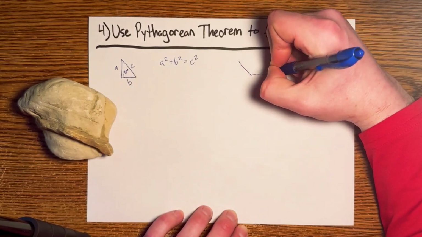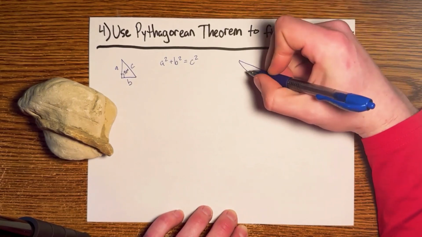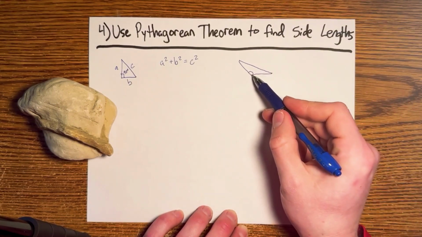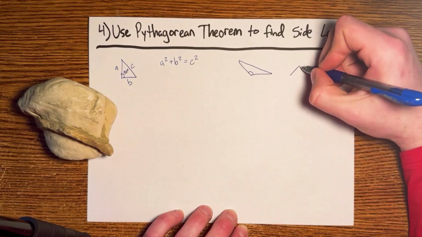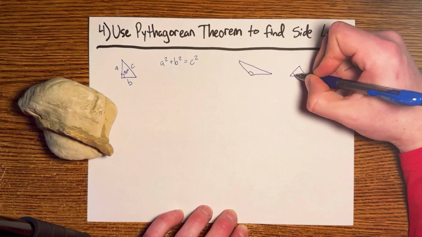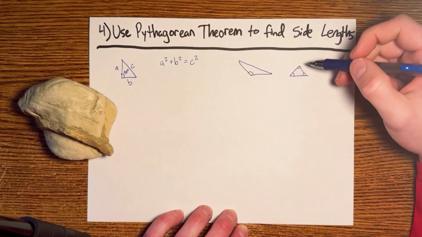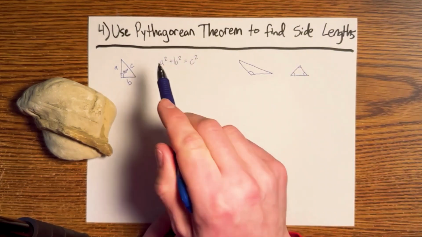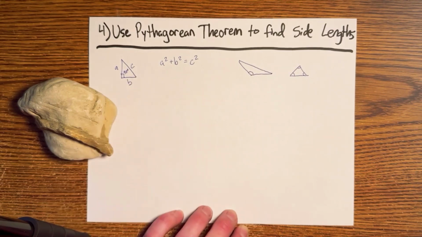Just as a reminder, of the other types of triangles, we have an obtuse triangle when one of the angles is greater than 90 degrees, and then we also have acute triangles, which are when all the angles are less than 90 degrees. Remember, the Pythagorean theorem only applies to right triangles.